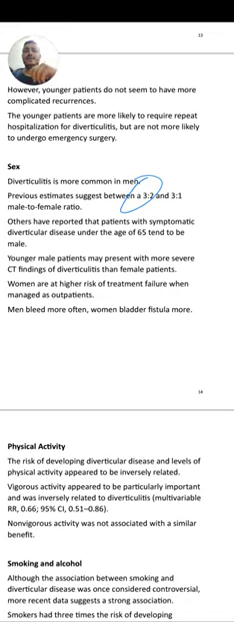Also, another study reported that if diverticular disease appears before 65 years, it's more likely to be in men, and younger male patients present with more severe CT findings than females. As we get older, women are at higher risk for treatment failure when managed as outpatients.